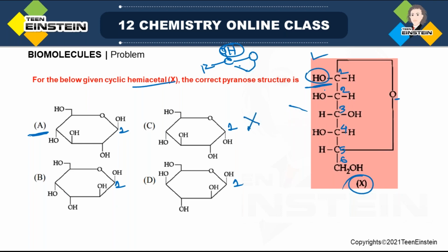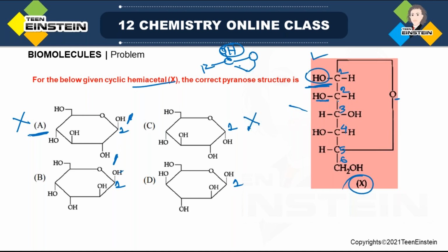Next thing is carbon numbers 1 and 2. The two OH groups are on the same side. But C we have already cancelled. In option A, these two OH are on opposite sides. Then option B, same side. Option D also same side. Right? So this is also cancelled. Now you are stuck between B and D.